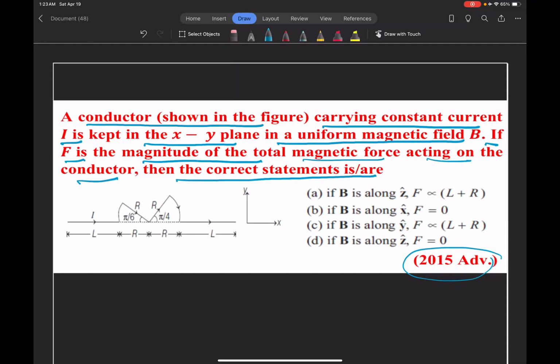And we are given this figure. This figure is basically divided into four parts. In the first part we have a straight conductor of length L. Then we have a conductor at an angle of pi by 6 having radius r, and the next one is also having a radius r but at a different angle of pi by 4. And finally we have a last conductor whose length is given as L, and the direction of the current is the same, that is from left to right, for the entire conductor.